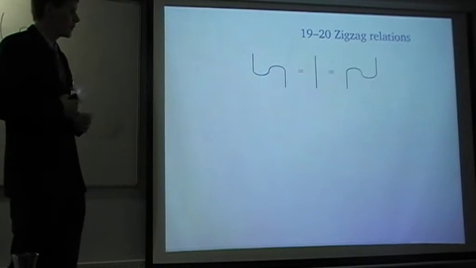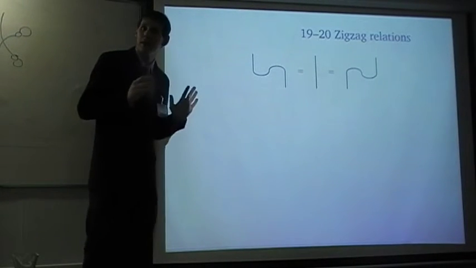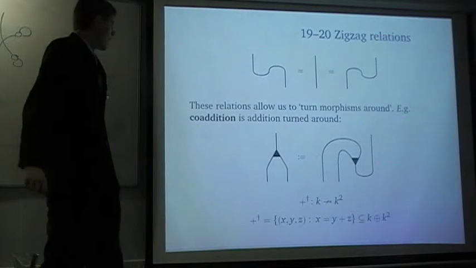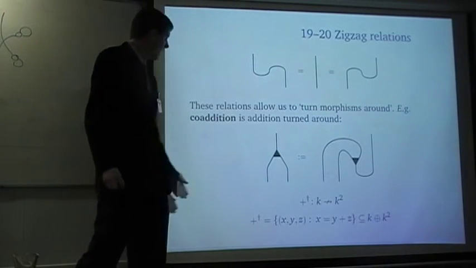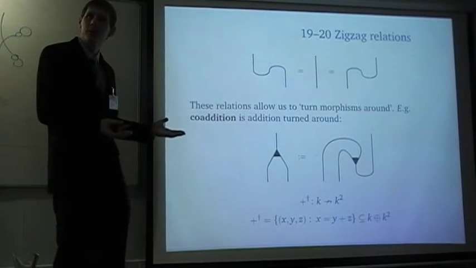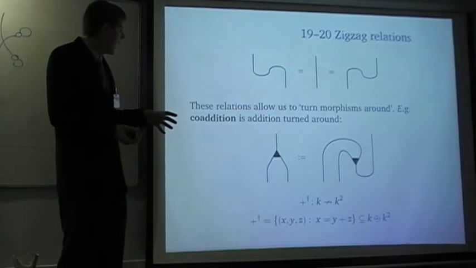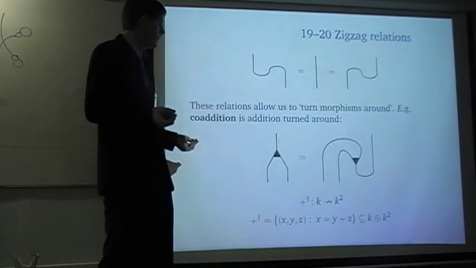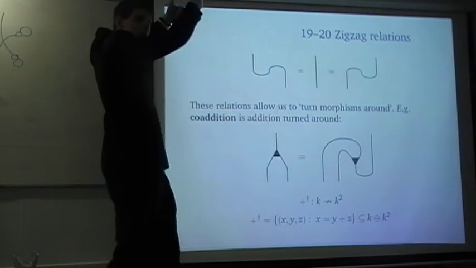We've got the zigzag relations, which basically make this a dagger compact category, which is really nice. And so, for instance, we can turn around our morphisms and flip them upside down. And that, for instance, means co-addition is going to be addition going up instead of going down.